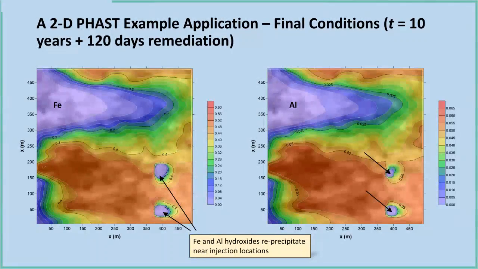So what you can see here in both of these plots, iron is shown on the left and aluminum is shown on the right. We have zones where both the iron and aluminum concentrations are reduced or depleted in the immediate vicinity of the 2 injection wells. So again, no surprise here. The pH goes up at both of these locations, and iron and aluminum hydroxides precipitate out of solution.